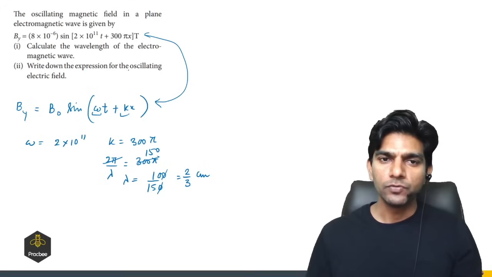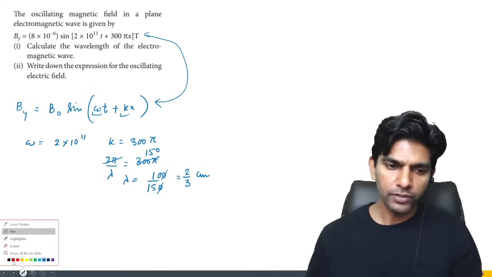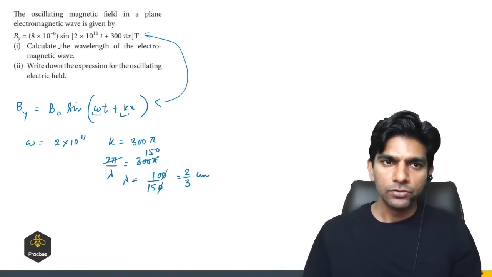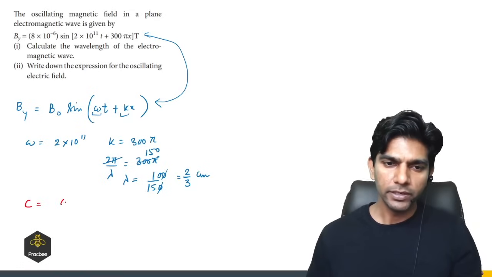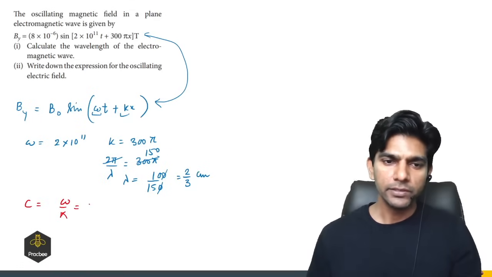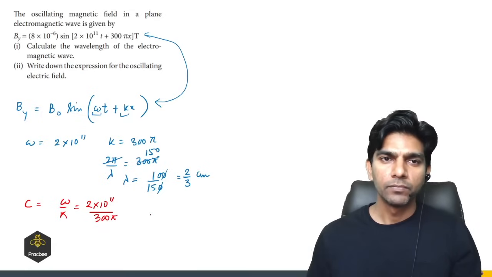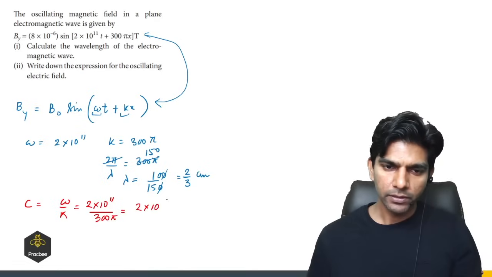Write down the expression for oscillating electric field. Now this is the expression for magnetic field. So for electric field, we can write it as... what is the speed? Let us first find out the speed. Speed will be given by omega by k, where omega is 2 into 10 raised to 11 and k is 300 pi. So from here we can say it will be 2 into 10 raised to 9 divided by 3 pi.